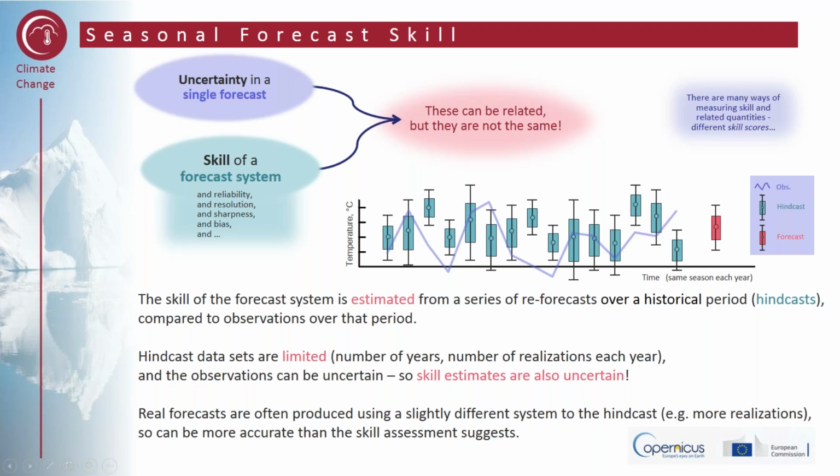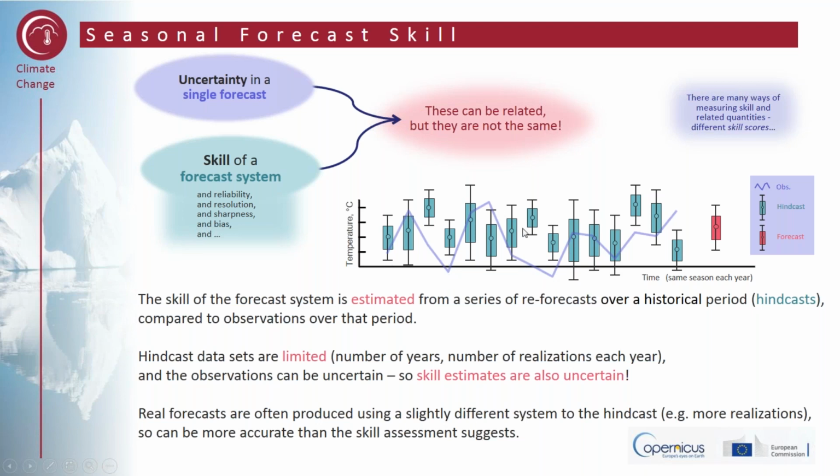So we assess the skill of the forecast system. We estimate it from a series of reforecasts over the historical period, which we call hindcasts. We compare them to observations over the period. You can see this in this little sketch graph here. For example, this is something like temperature along the y-axis and time across horizontally. So you have the forecast with its uncertainty drawn on the end. But for these historical years, you've got a reforecast for each year. Each of these hindcast years has its own uncertainty, and there's some relationship with the observations.